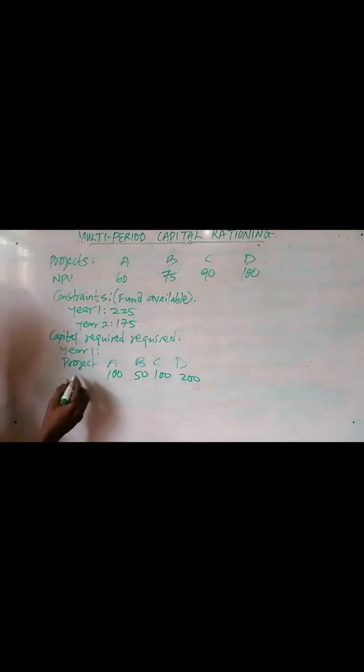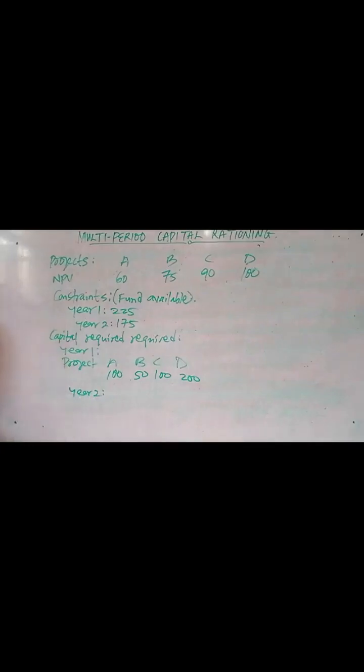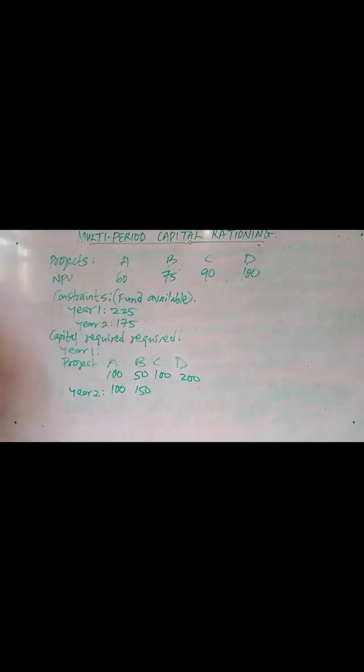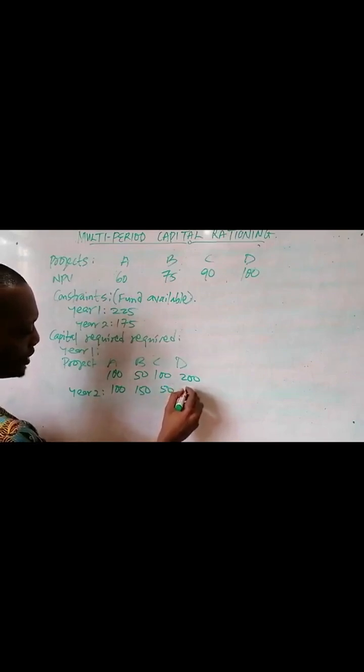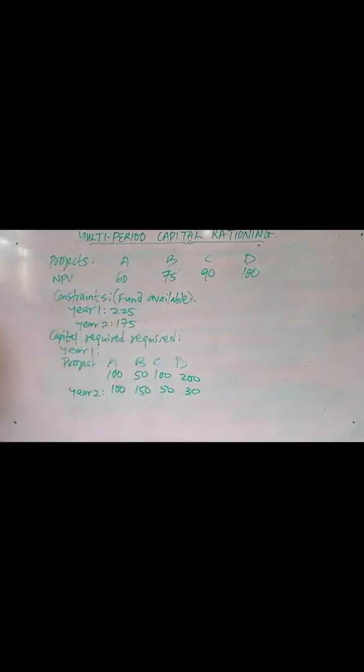So in year 2, the second year, the capital required for each of the projects is 100, 150, 50, and 30.